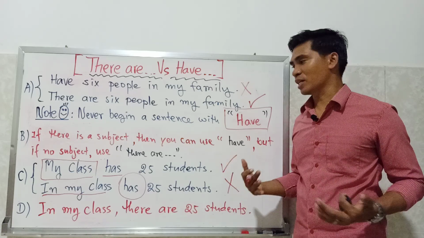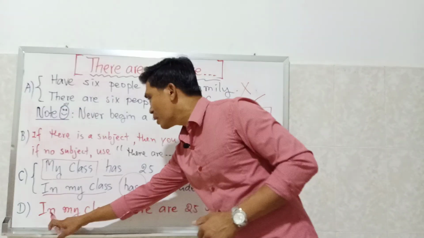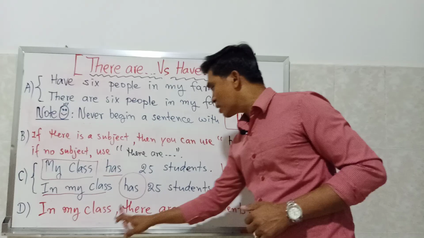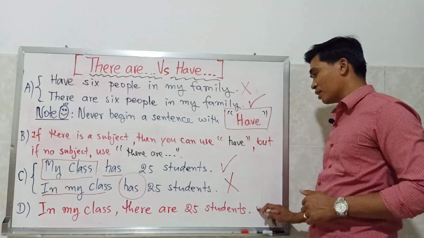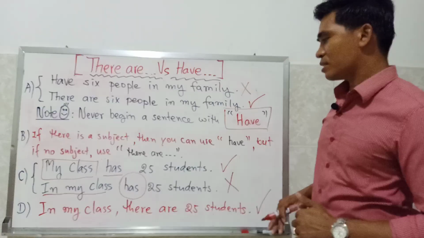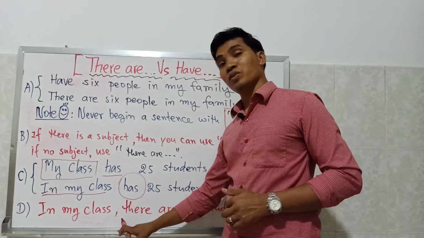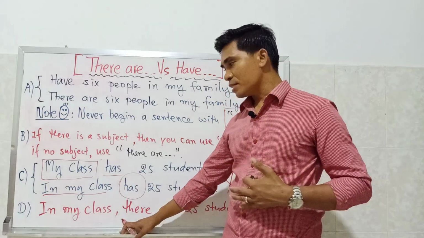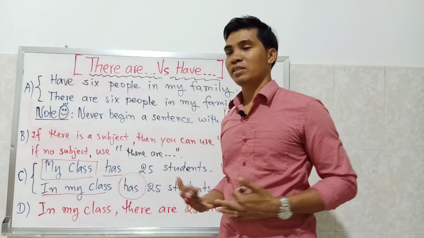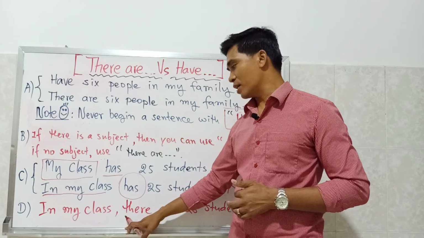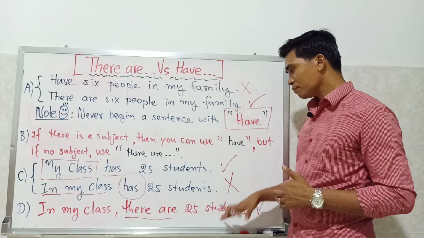That is wrong English. So the correct one is in D. Please take a look at D. "In my class, there are 25 students." That is correct English. "In my class" is a prepositional phrase, and then we use a comma. When you place a prepositional phrase at the beginning of the sentence, we use a comma. Then we start with "there are."